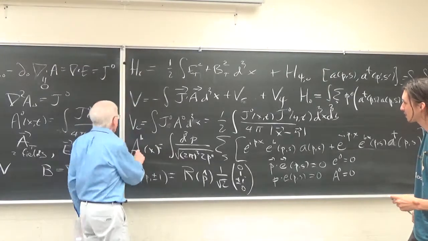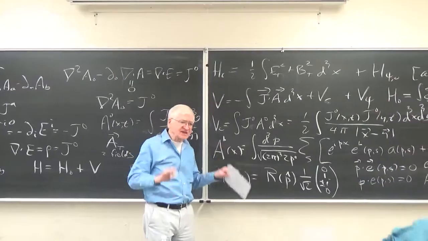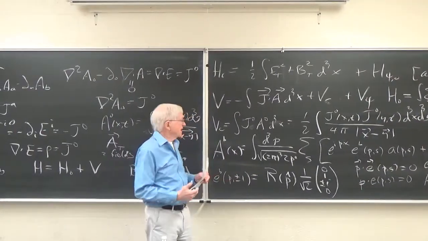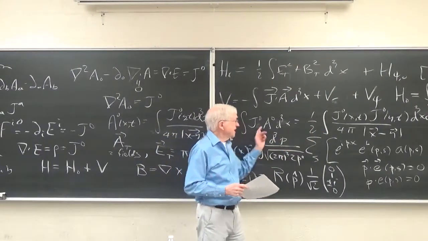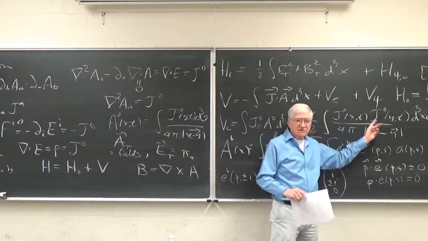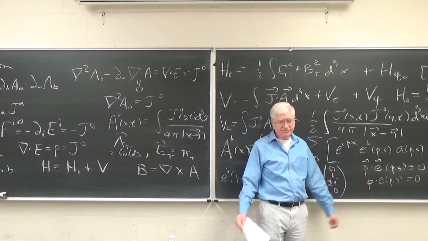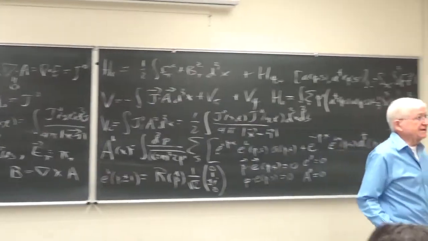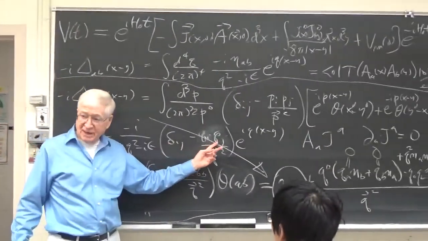Once we set A0 equal to this, A0 is gone as a field in the problem. It's not a quantized field. It just disappears, and the only relic of it is the electrostatic energy of a charge distribution. Okay. So the electromagnetic field from that point on has no time component. That's why these things are only space components.